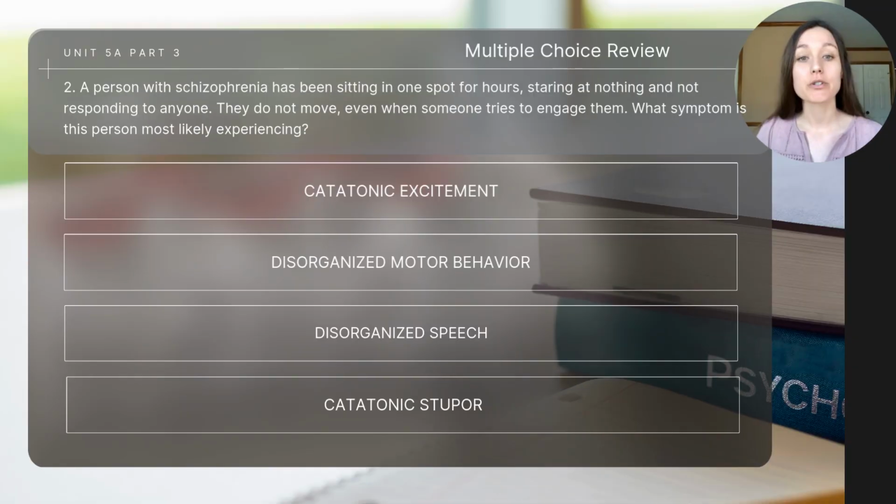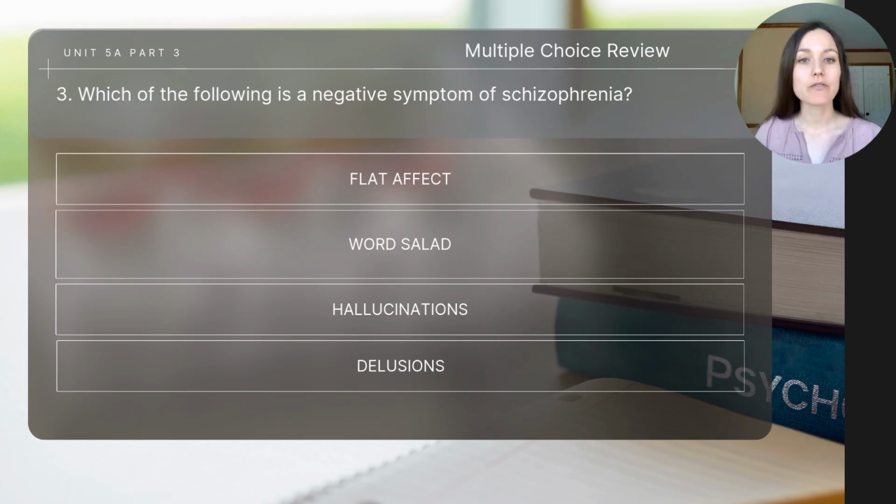Question number 2 says, a person with schizophrenia has been sitting in one spot for hours, staring at nothing and not responding to anyone. They do not move, even when someone tries to engage them. What symptom is this person most likely experiencing? Question number 3 says, which of the following is a negative symptom of schizophrenia?